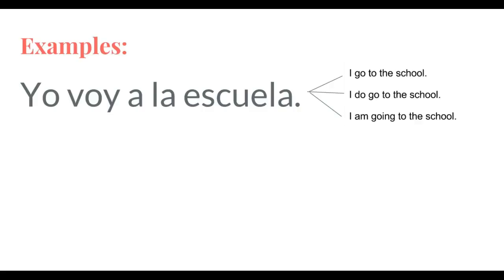Now, when we first started talking about verbs, I told you that each time you conjugate a verb, it can mean these 3 things: I do that verb, I do that verb, I am doing that verb. This is more important for you to remember when you take that statement and turn it into a question. So for example, if you wanted to ask, Yo voy a la escuela. Am I going to the school or do I go to the school?